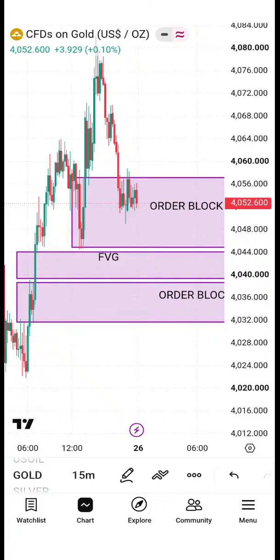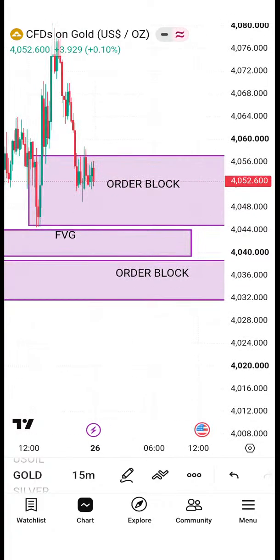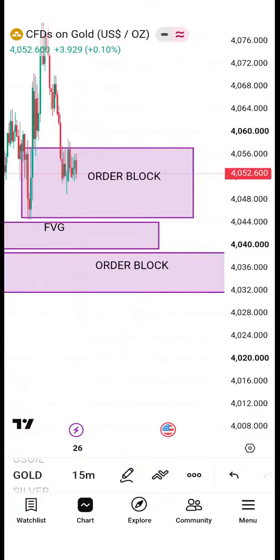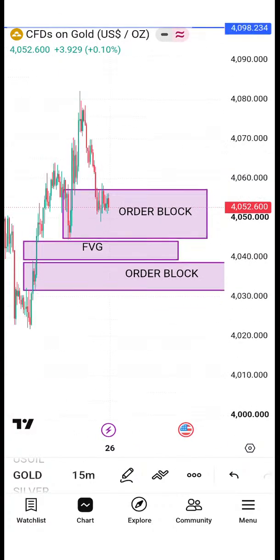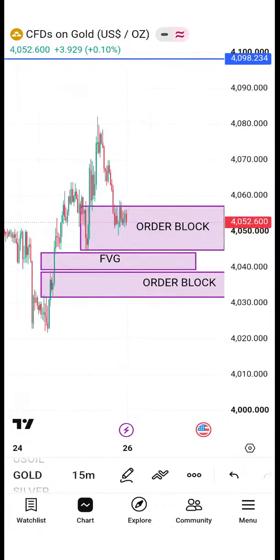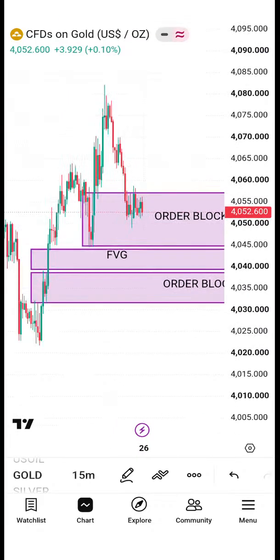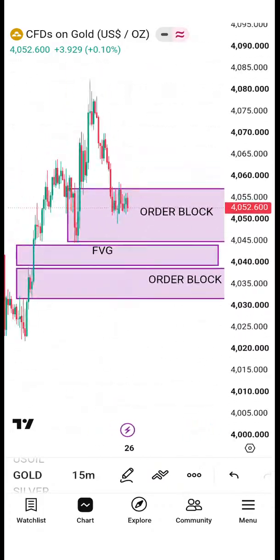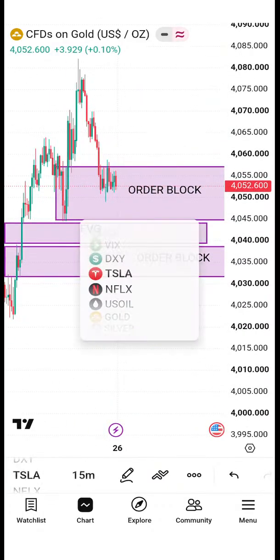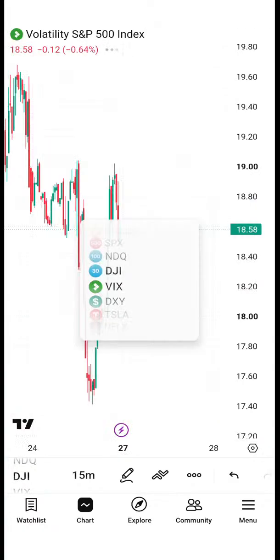This is gold. I will be looking for buying opportunities around these areas if gold aligns with my confirmation strategy. Then I will be taking a buy around these areas on gold. Yeah, let's go back to Bitcoin.